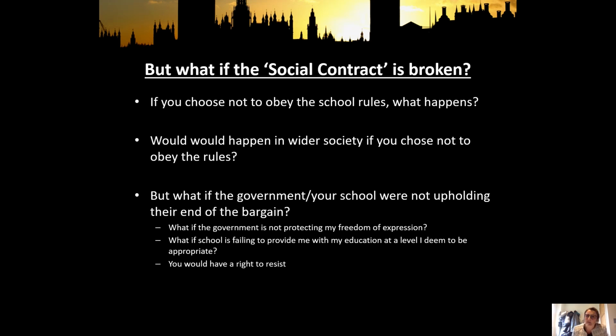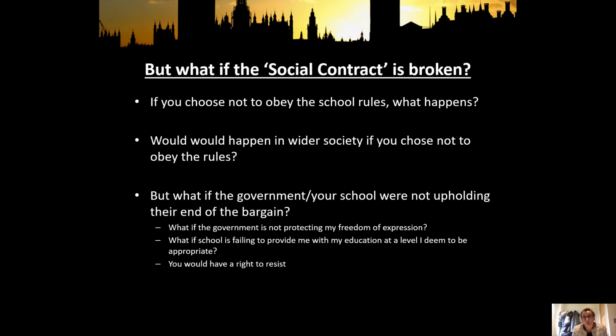But what if it was the government or your school who were not upholding their end of the bargain? What if the government was not protecting your freedom of expression? What if your school was failing to provide you with an education at a level you deem to be appropriate? You would have a right to resist. But how would you do that? You could withdraw your consent, which may be done in a variety of ways, both legal and non-legal.